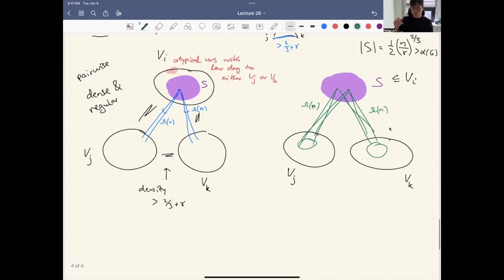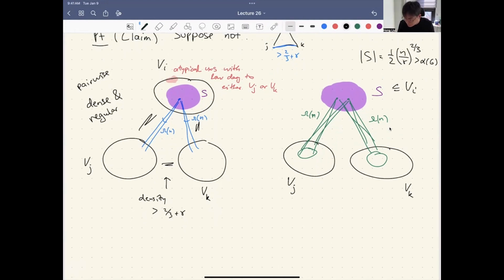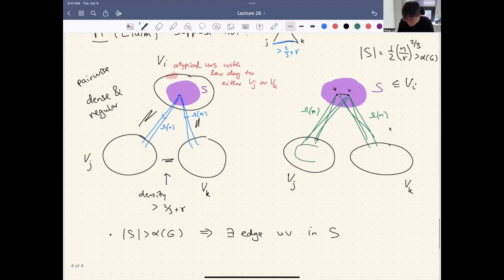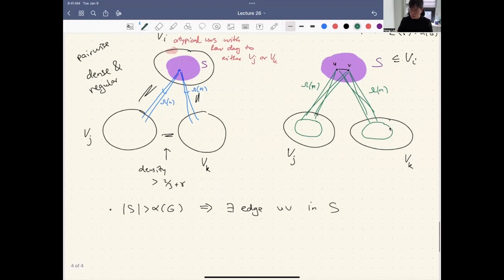Okay, now what do we do? Since the size of S is larger than alpha of G, there exists an edge uv in S. Let's take this uv edge. And we know all pairs, including uv, have linear degree towards Vj and Vk. So let's take their neighborhood. Let me draw them slightly larger.